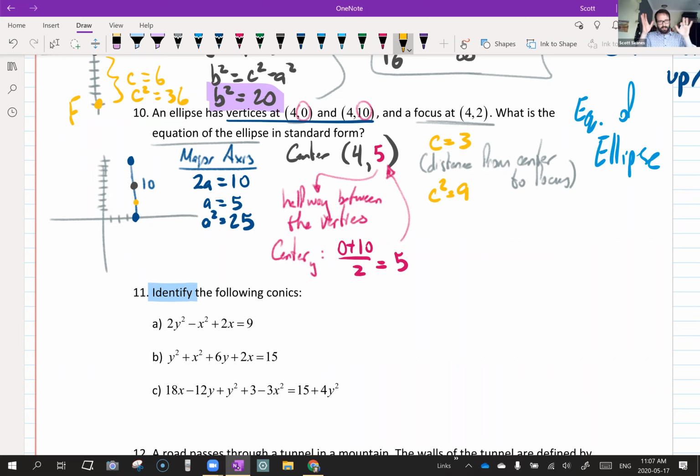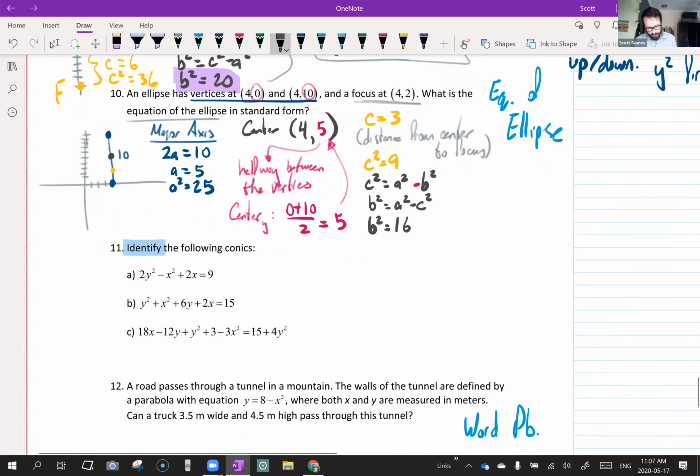I know there's a lot of ideas floating around here, but we've done them all before. Okay, so I know that C squared is A squared minus B squared for an ellipse. Yes, minus, not plus. Plus is for a hyperbola. That means if I'm looking for B squared, it must be A squared minus C squared. So B squared is 16. Now I have everything I need.